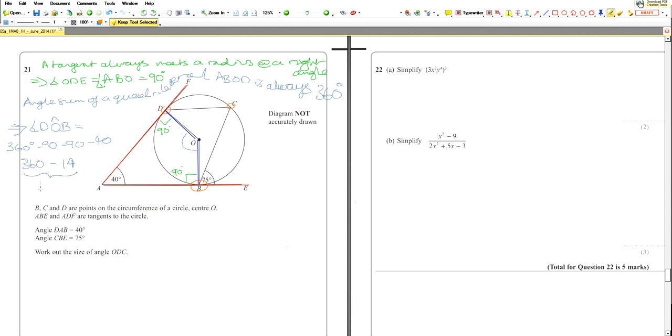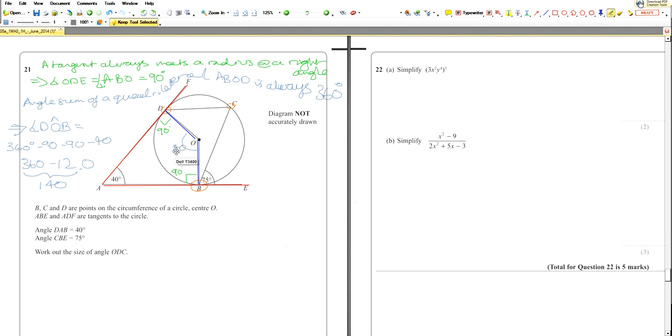Sorry, I'm about to write the answer down. The answer is 140, that should be here, pardon me. I'm working ahead of myself. Okay, let's just get the rubber and tidy that up a bit. It looks a little bit messy. Let's make it nice. So that's 140. So this angle here is 140.